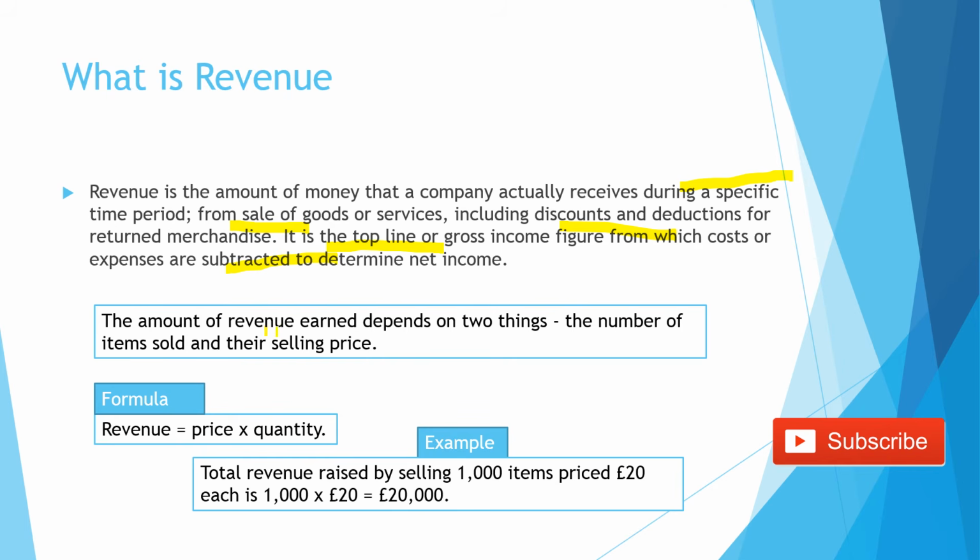The amount of revenue earned depends on two things. So that is the number of items sold and their selling price. So the formula for revenue is revenue equals price times quantity. So let's look at an example. Total revenue raised by selling 1,000 items priced at £20 each is 1,000 times £20 equals £20,000. So that's how we would calculate revenue.